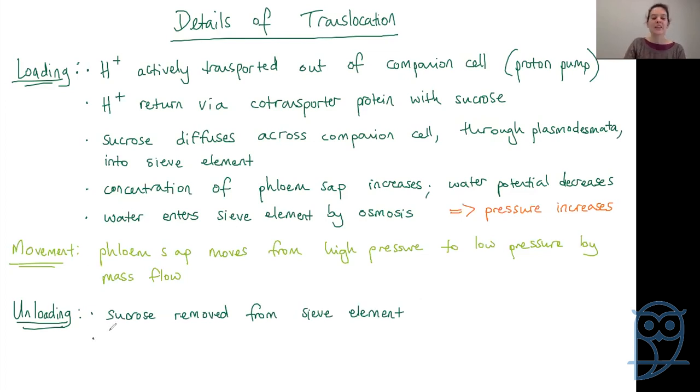Okay, obviously, as soon as we remove that sucrose, our water potential is going to increase because we're dropping the concentration of that phloem sap. So the water is also going to leave. And when the water leaves, the pressure decreases.